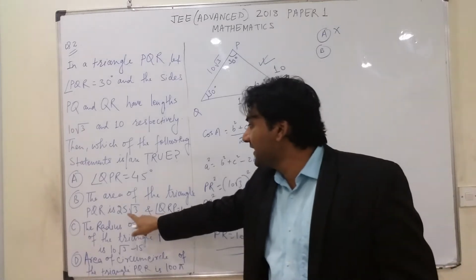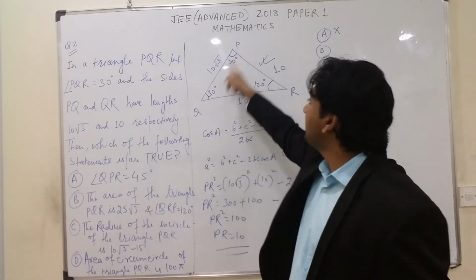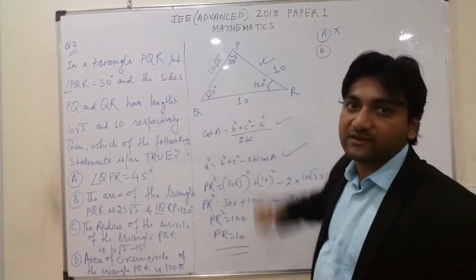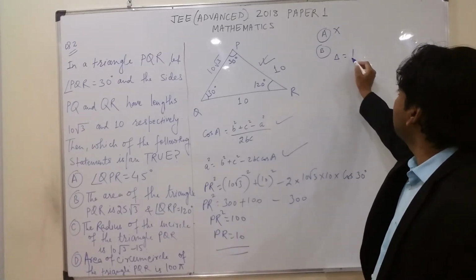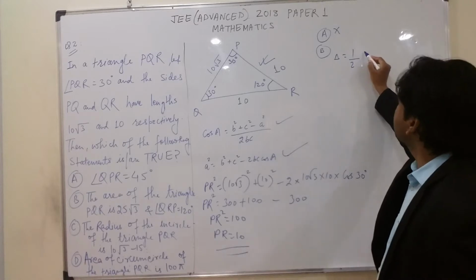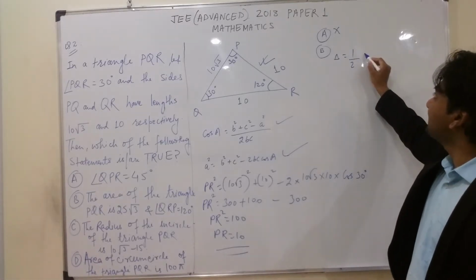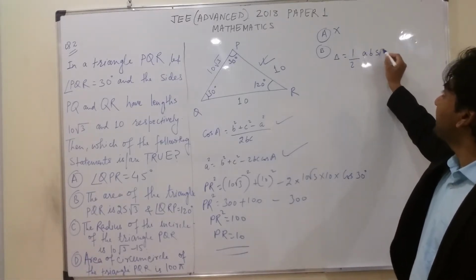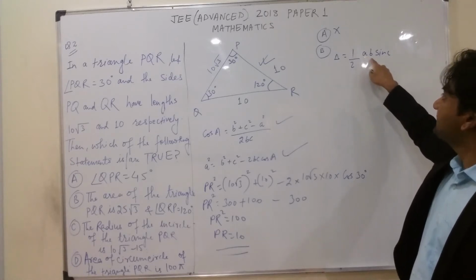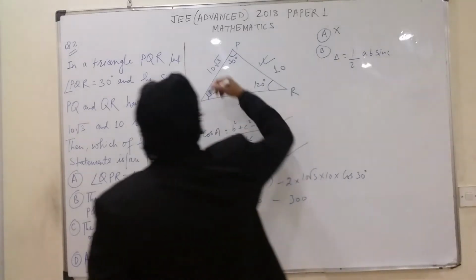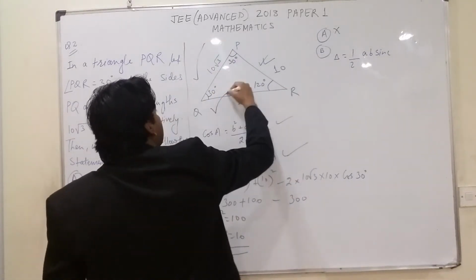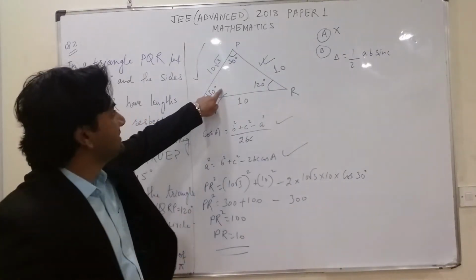Okay. Now we need to find the area of the triangle PQR. We need to find the area of this triangle. So the area of the triangle is delta. We have learned half times, for example, the product of 2 sides AB then sine C. It means these 2 sides and the sine of the angle between these 2 sides. So here we can use this side and this side and we will use this angle.